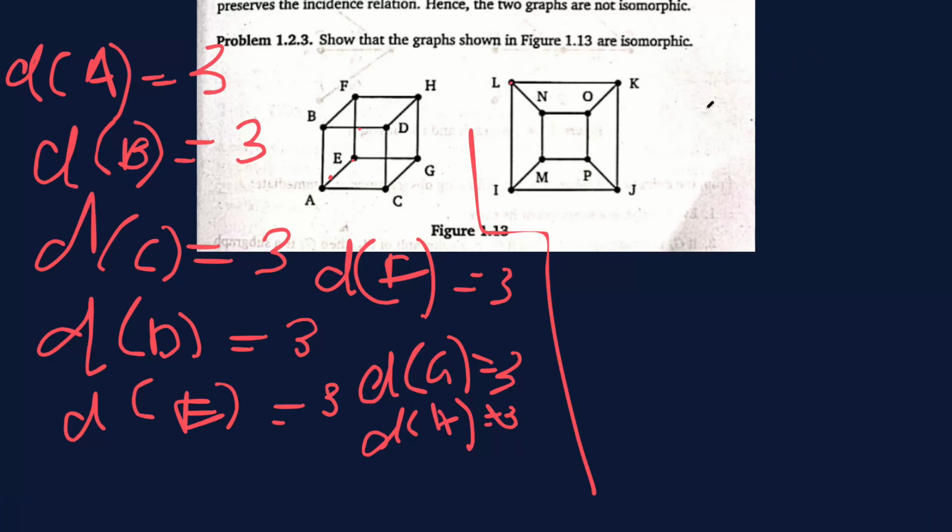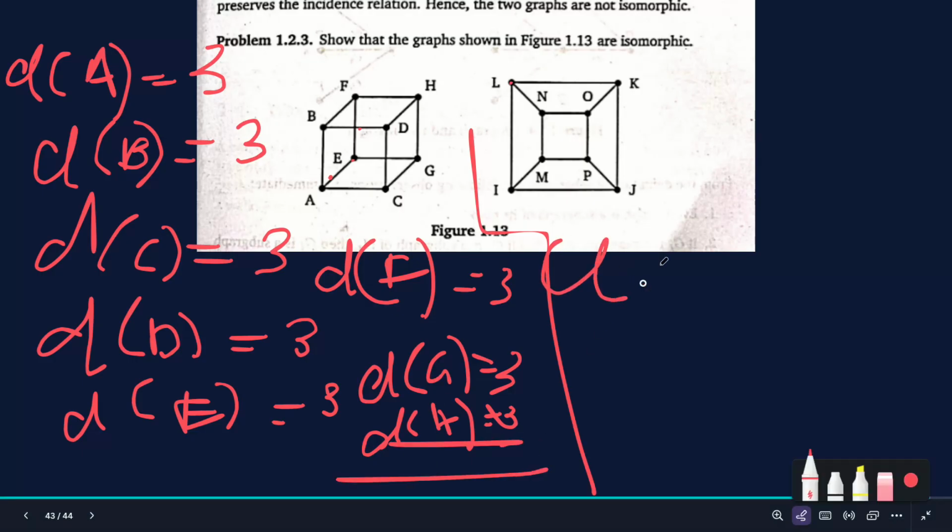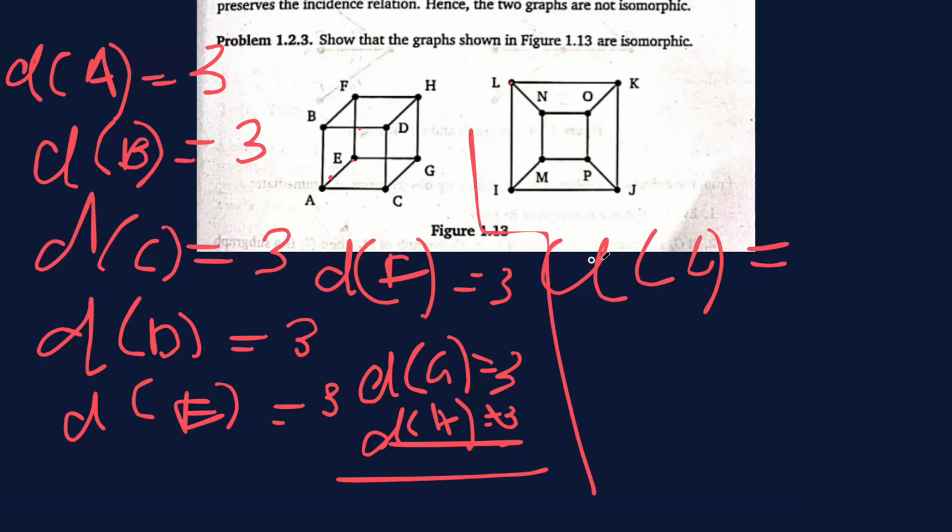In the other graph, we can go through the vertices A, B, C, D, F, G, H, I, J, K, L, M, N. If you check the degree of L, it is 3. N is 3. O is 3. K is 3. J is 3. P is 3. M is 3. I is 3. All have degree 3. Here also all have degree 3.